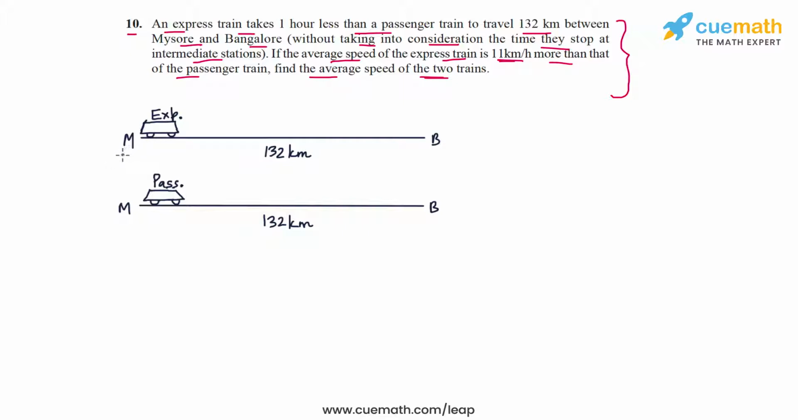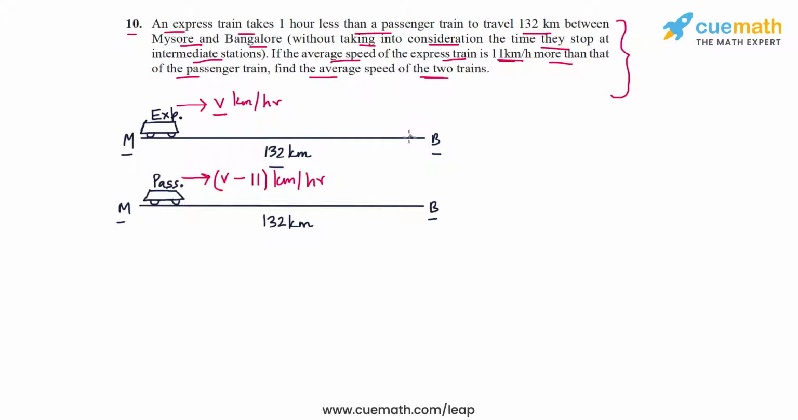The express train goes from Mysore to Bangalore, this distance of 132 kilometers. The passenger train does the same thing, but the express train takes 1 hour less than the passenger train to do this. Now, if we assume that the average speed of the express train is v kilometers per hour, then we can write the average speed of the passenger train in terms of v as well. The express train is 11 kilometers per hour faster, so the passenger train's speed can be written as v minus 11 kilometers per hour on an average.